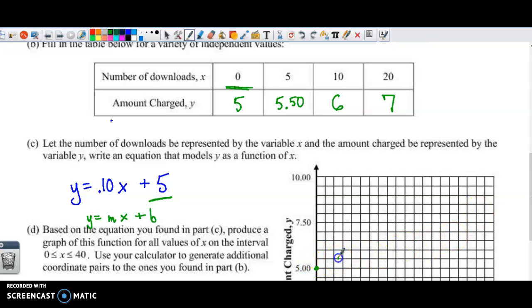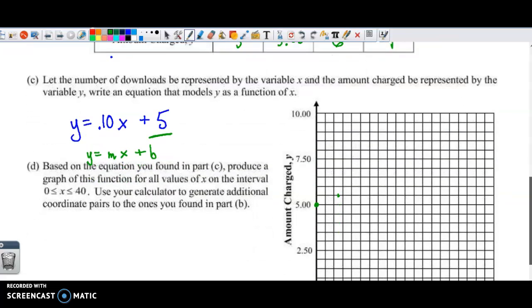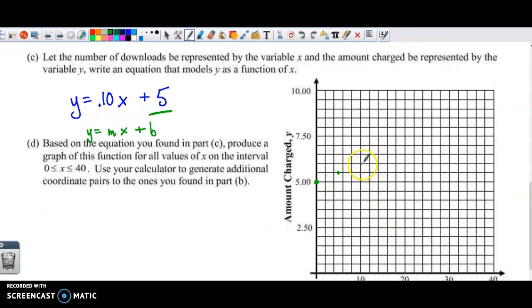I think 5 is like right here. I have to scroll down a little bit. 556, 657. Yeah. So at 10 songs it was up to $6. And at 20 songs it got up to, and what you should see from this, if we start connecting these dots, that we're going to have a perfectly straight line in that direction.